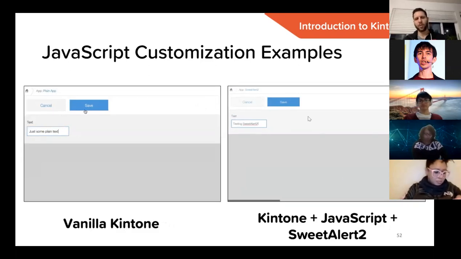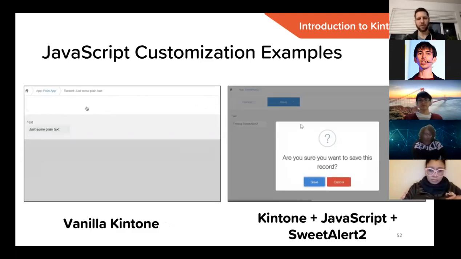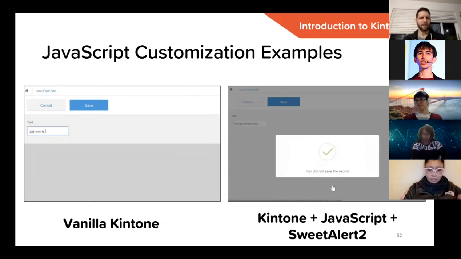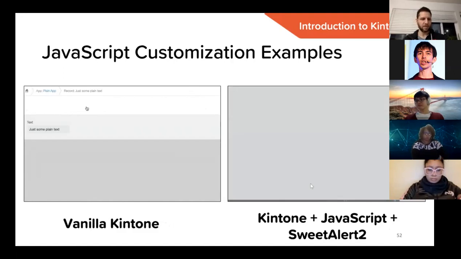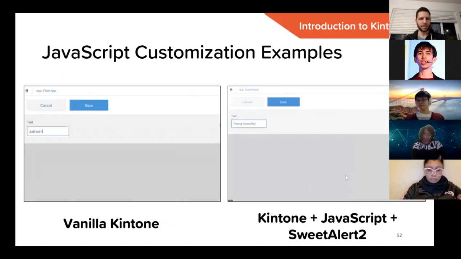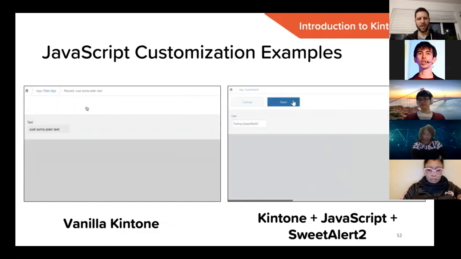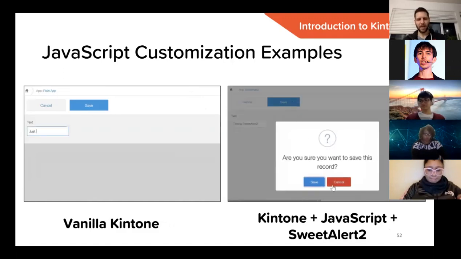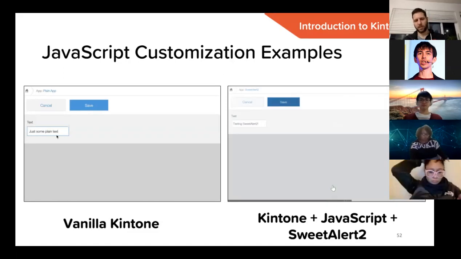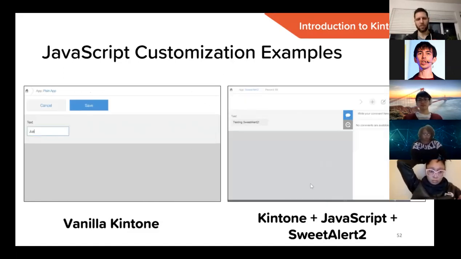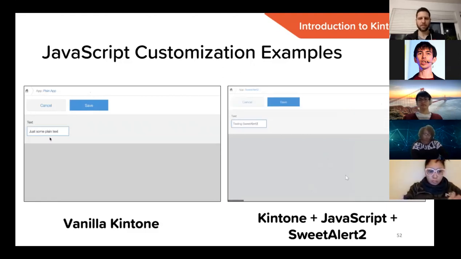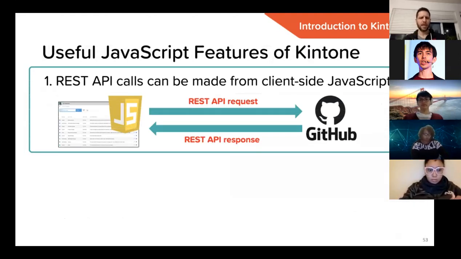Here's another example of what you can use JavaScript for in Kintone. You'll notice on the left-hand side, you've gone ahead and saved a record, and on the right-hand side, you've created a pop-up box that appears based on the value of some text, and you can create a nice little way of making sure that in this case you want to save the record. Really, it's an open canvas for you.